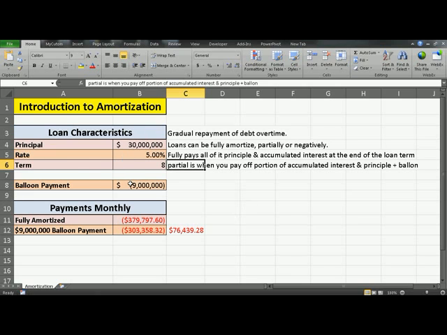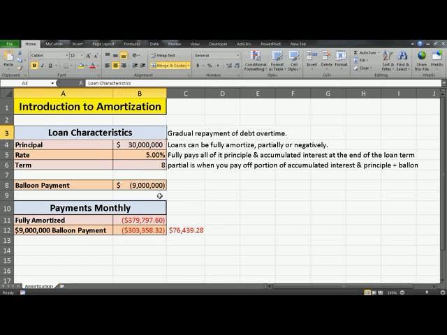So let's have a look at some of the calculations that I've already done. I have a loan of $30 million with an interest rate of 5% and the term is 8 years. I also have a balloon payment to compare a fully amortized loan with a partially amortized loan.